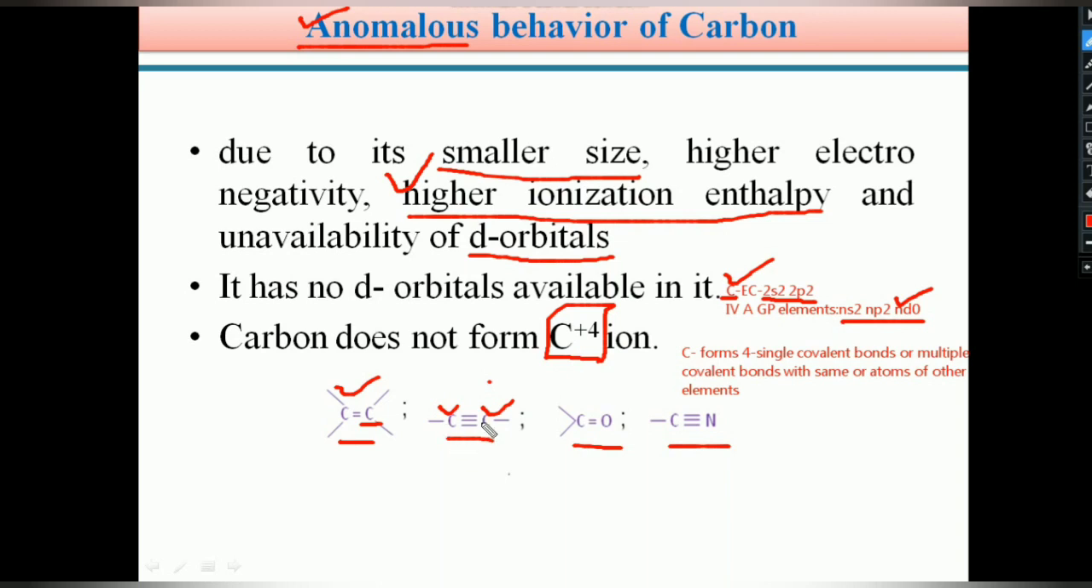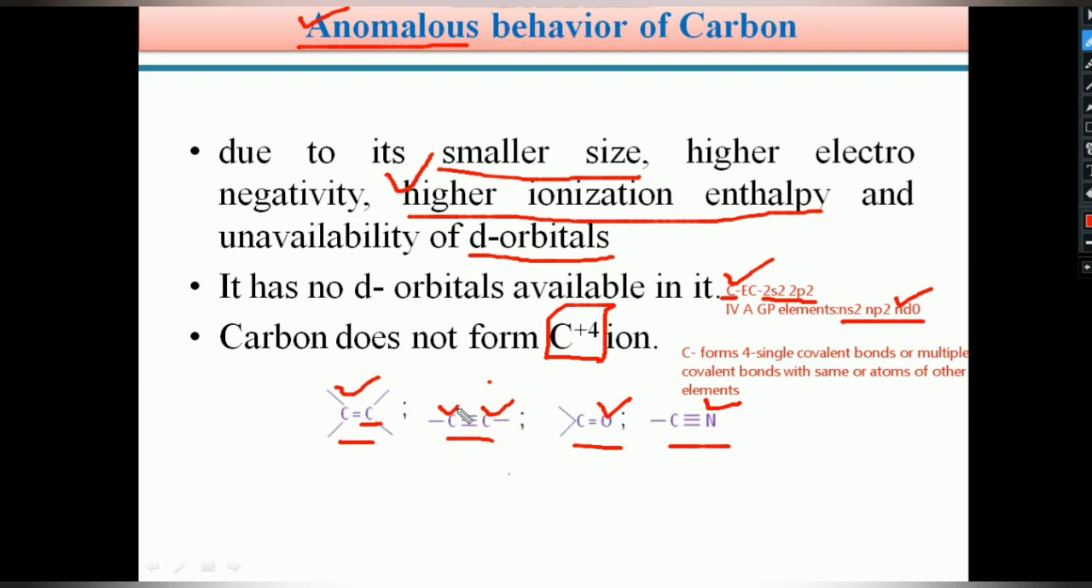This type of possibility does not take place in the case of the other fourth A group elements, that is, silicon, germanium, tin and lead. Carbon not only bonds with other carbon atoms, it also forms covalent bonds with atoms of other elements. For example, in carbonyl compounds, carbon forms a C double bond O. Carbon forms a double bond with oxygen. Similarly, carbon can form a triple bond with nitrogen: C triple bond N, C double bond O, C triple bond C, C double bond C.